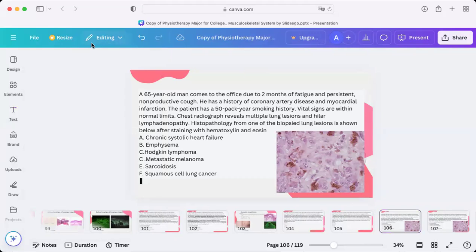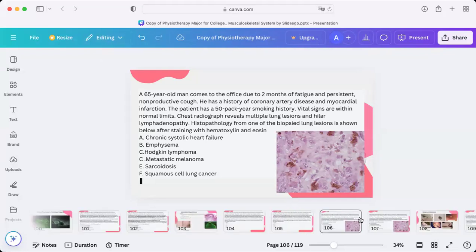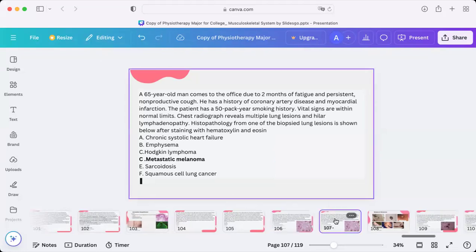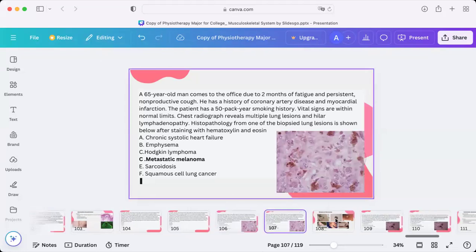It's pretty clear from the histological image, guys. This was a pretty straightforward question. You guys did amazing. The answer is metastatic melanoma.